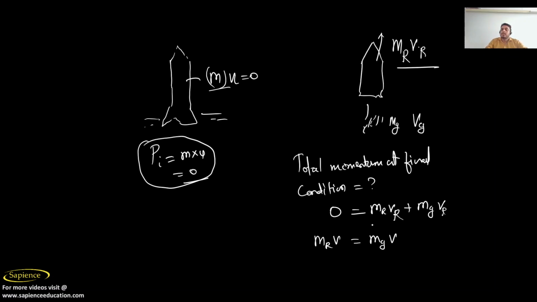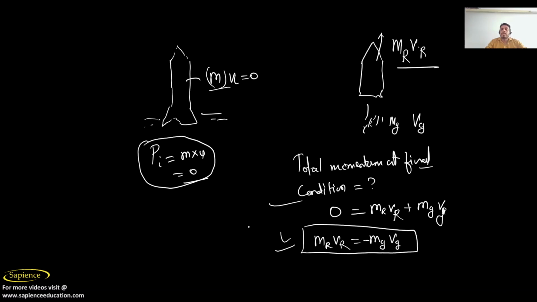No need to take only v. You have to take velocity of the rocket as vr, and velocity of gas as vg. But this is with a minus sign. So by this relation you will be able to understand what it actually means. So here total momentum at the final condition is 0.